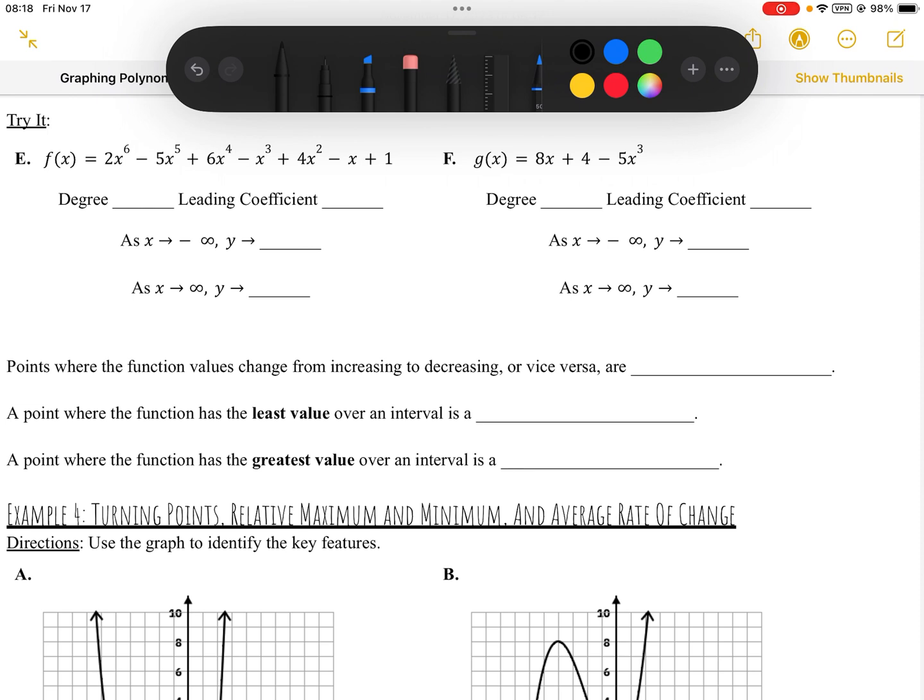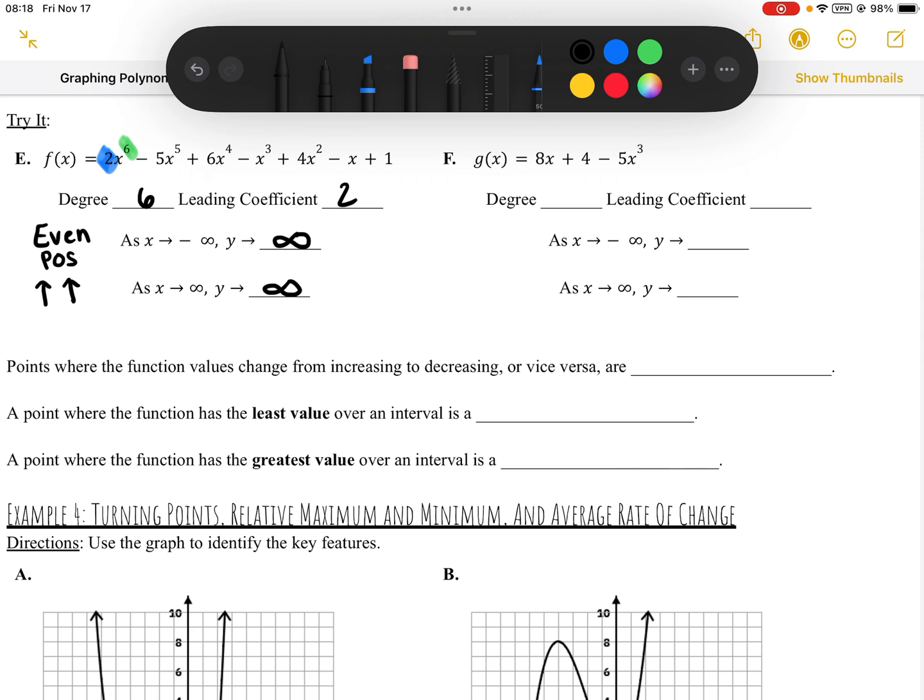So for E, I have f of x equals 2x to the 6th minus x to the 5th plus 6x to the 4th minus x cubed plus 4x squared minus x plus 1. This is already in standard form, so I'm going to go ahead and identify my degree. My degree is 6. My leading coefficient is 2. So my degree is even. My leading coefficient, positive. So both end behaviors will point up. So as x goes to negative infinity, y will go to infinity. As x goes to infinity, y goes to infinity.